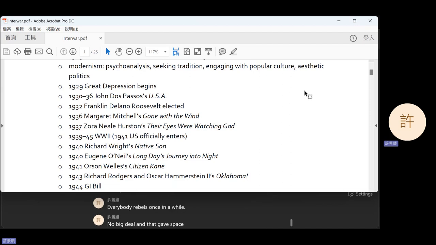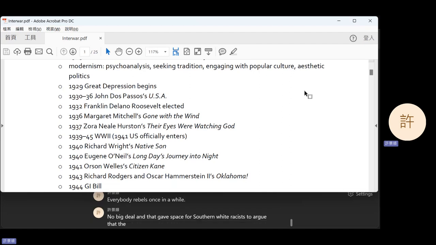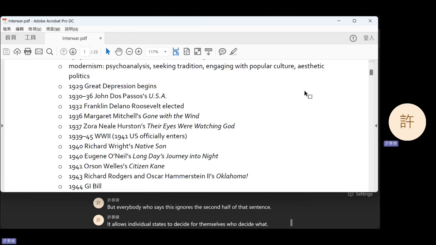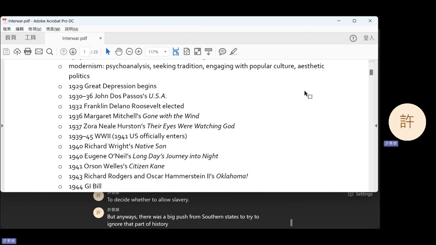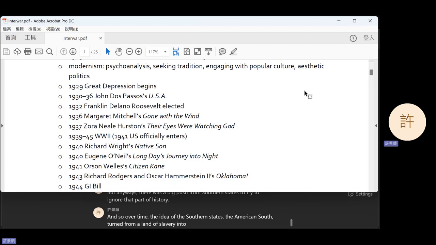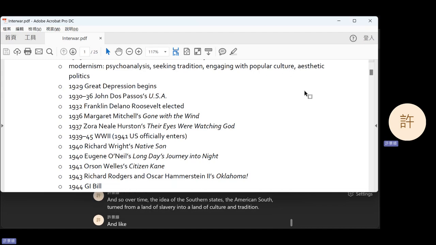That gave space for Southern white racists to argue that the Civil War was not about racism, it's not about slavery, it's about the right of individual states to decide for themselves. But everybody who says this ignores the second half of that sentence. It allows individual states to decide for themselves. To decide what? To decide whether to allow slavery. But anyways, there was a big push from Southern states to try to ignore that part of history. And so over time, the idea of the Southern states, the American South, turned from a land of slavery into a land of culture and tradition and like a different kind of life.